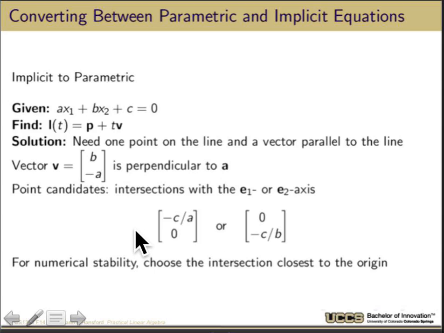So in pragmatic terms, since there are two points we could choose, for numeric stability we choose the intersection that is closest to the origin, that is the smaller of these two numbers, either minus c over a or minus c over b, which is the same as choosing the larger of a or b. And that'll give us the most numerically stable representation for our parametric line.